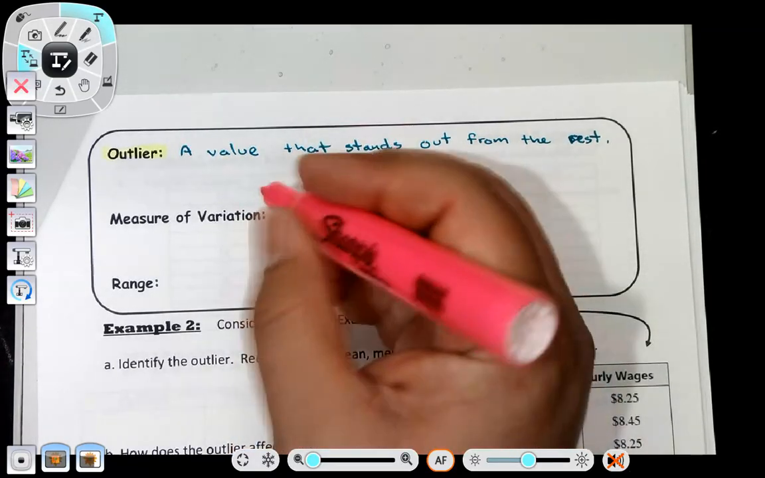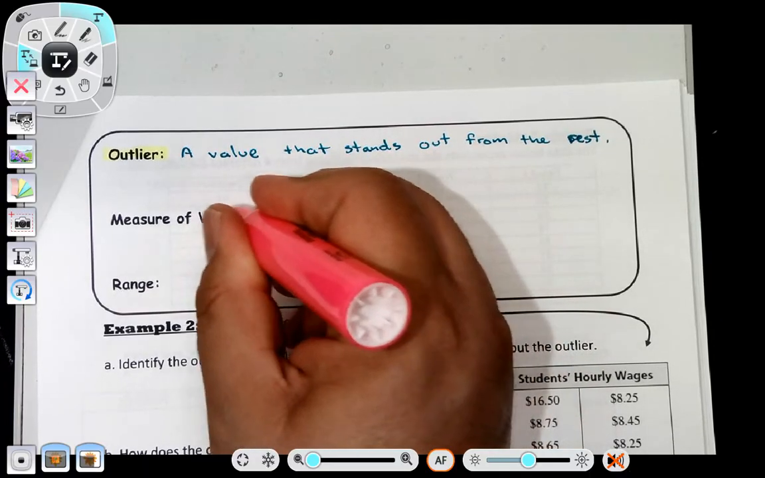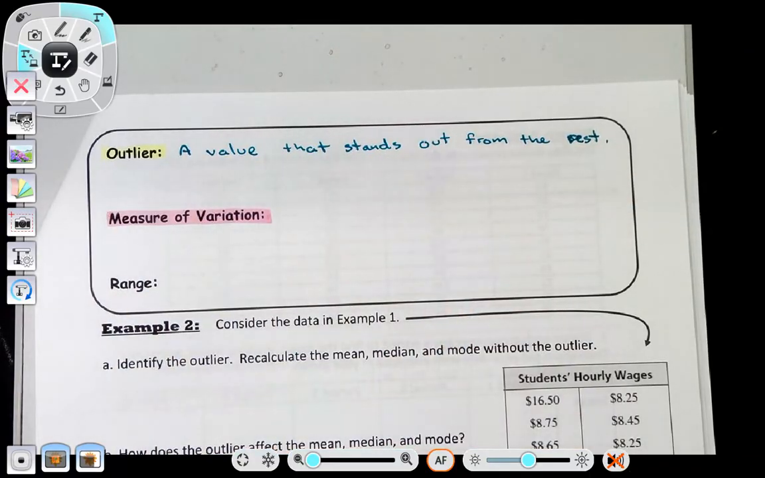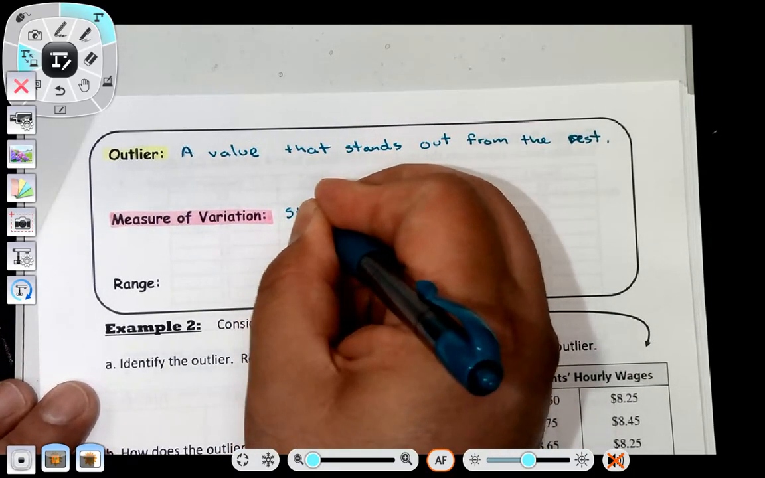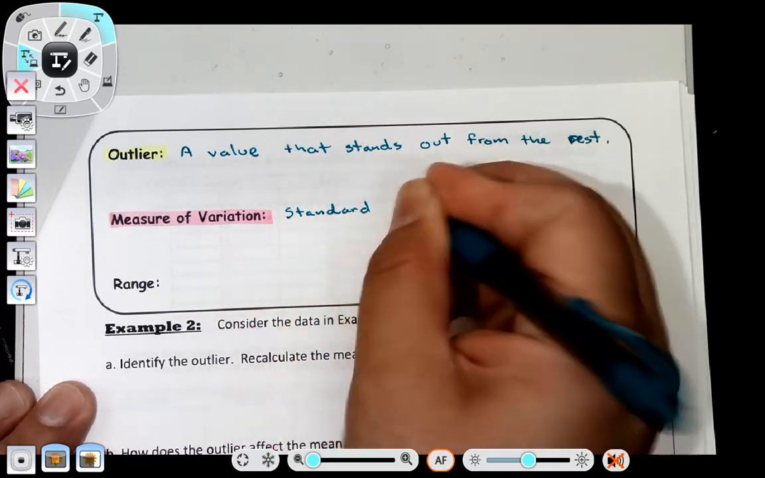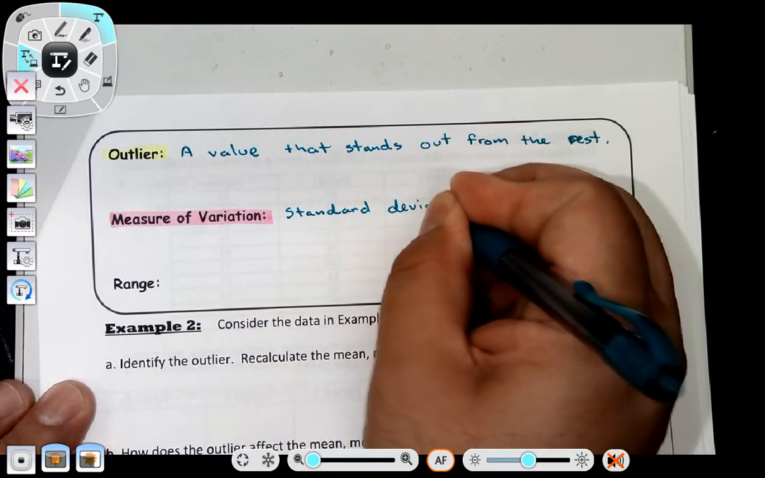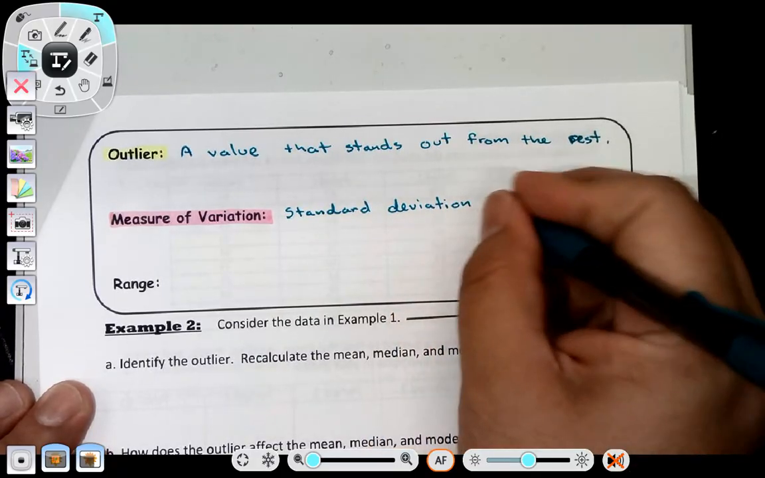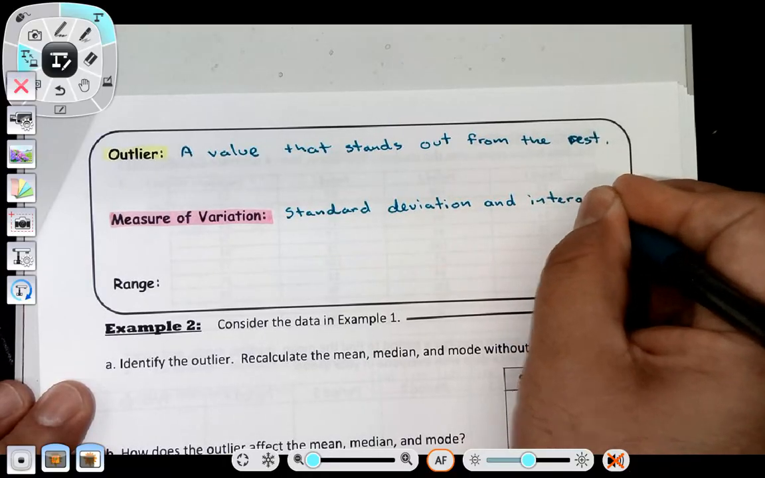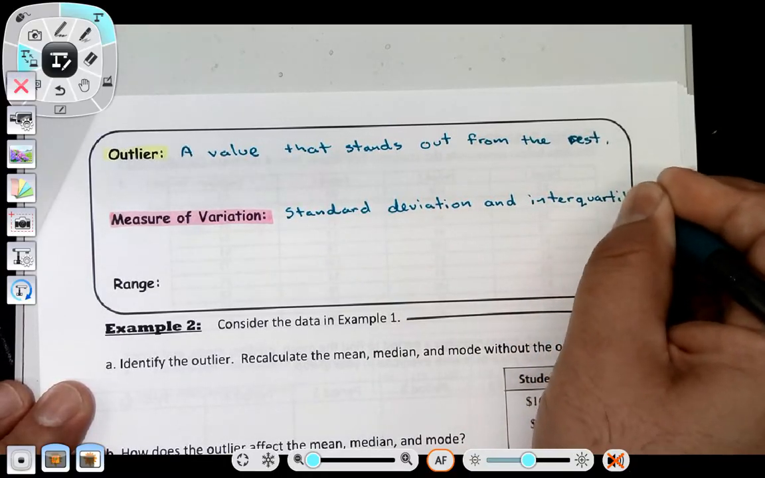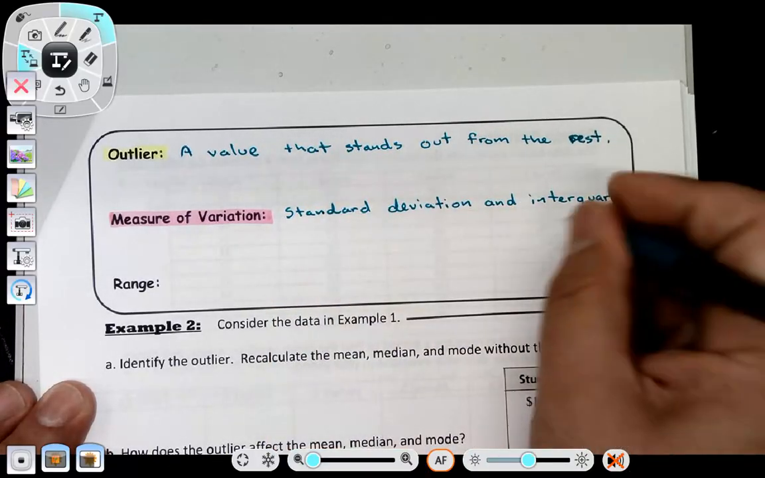Then, of course, we have something called the measure of variation. So again, an outlier means it's a number that's too small compared to everybody or too big compared to everybody. Okay. So now we're going to talk about the measure of variation. Again, this is just that standard deviation thing that we talked about. Standard deviation and interquartile range, which is kind of weird that we bring this up now because we're really not going to use it yet, but I guess they want us to just introduce it.